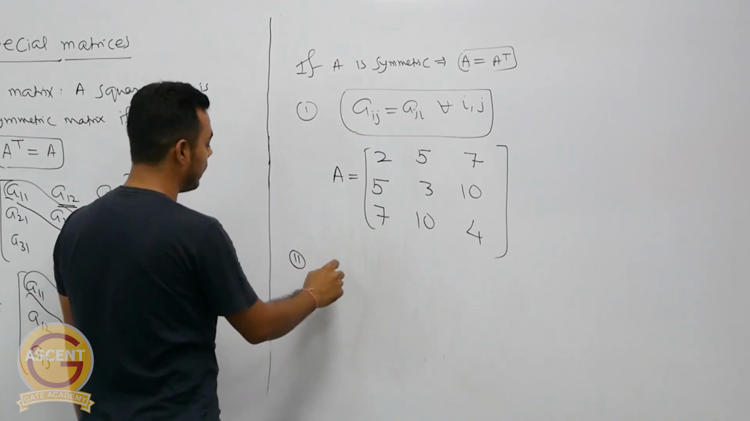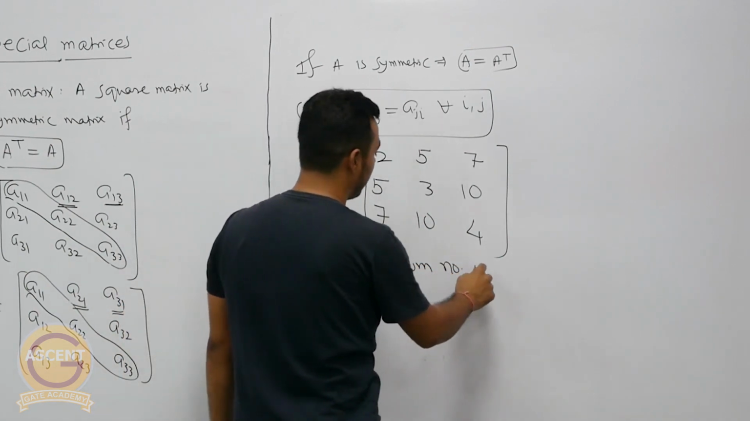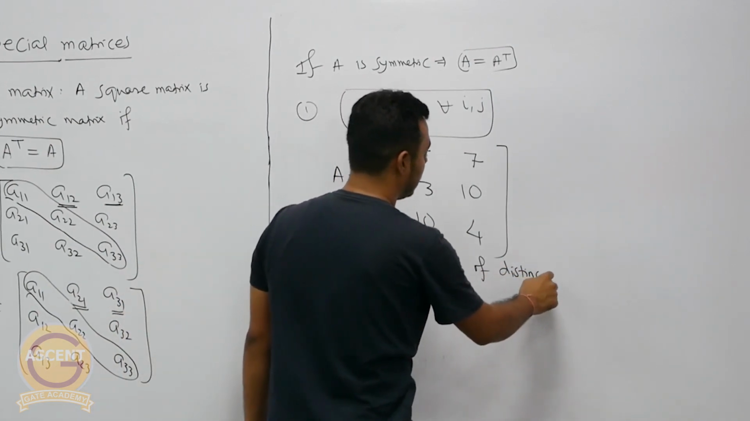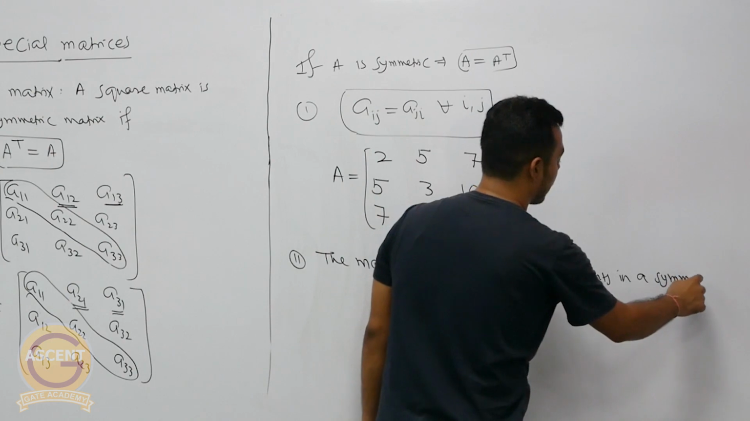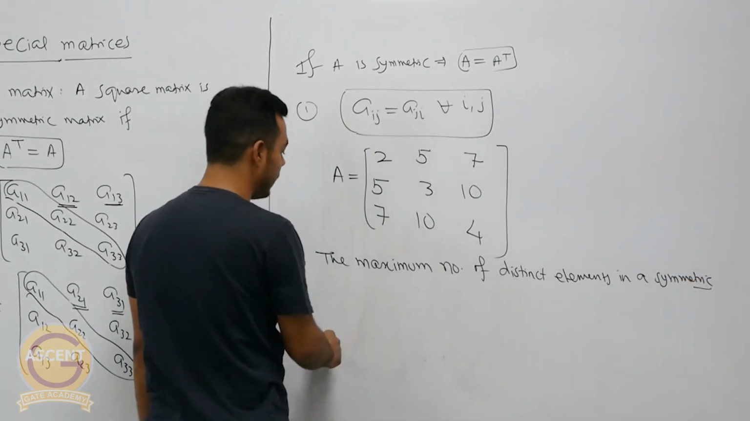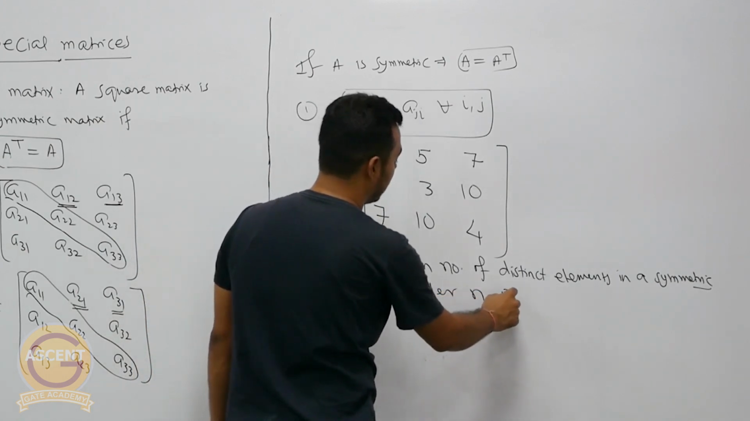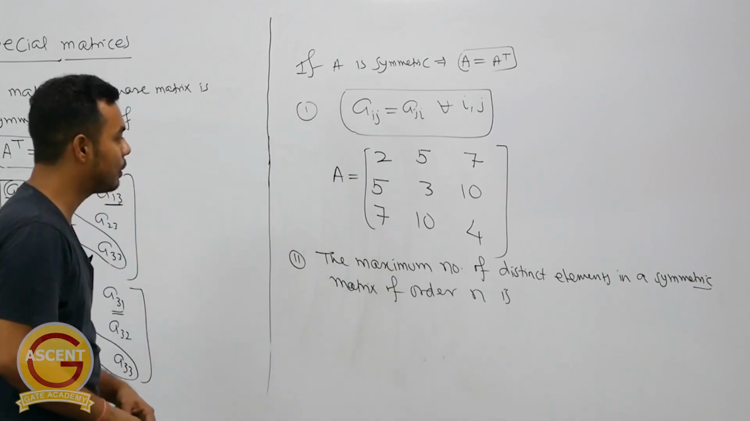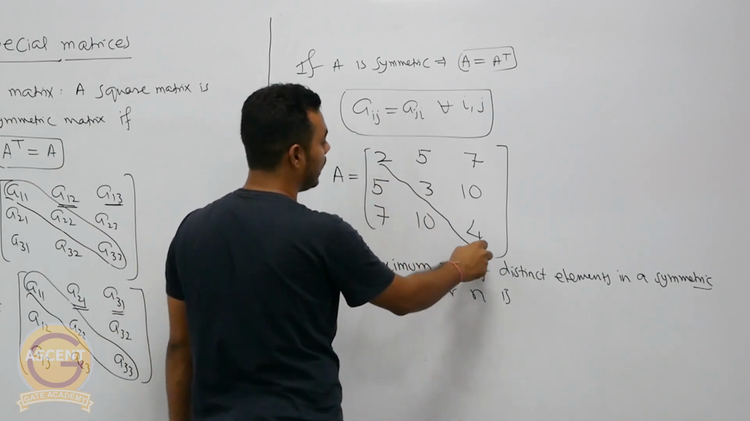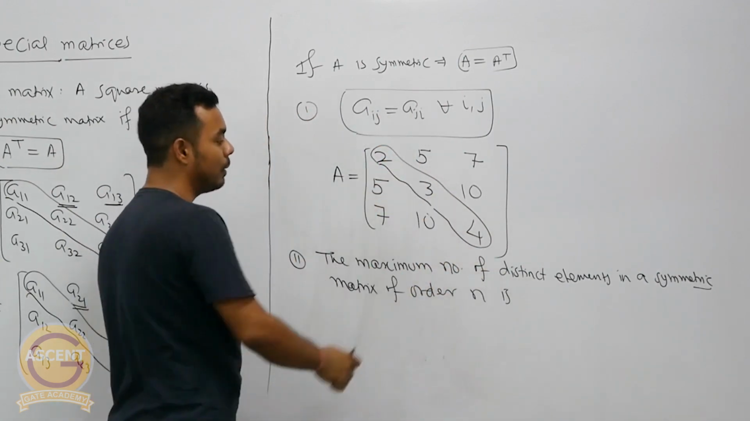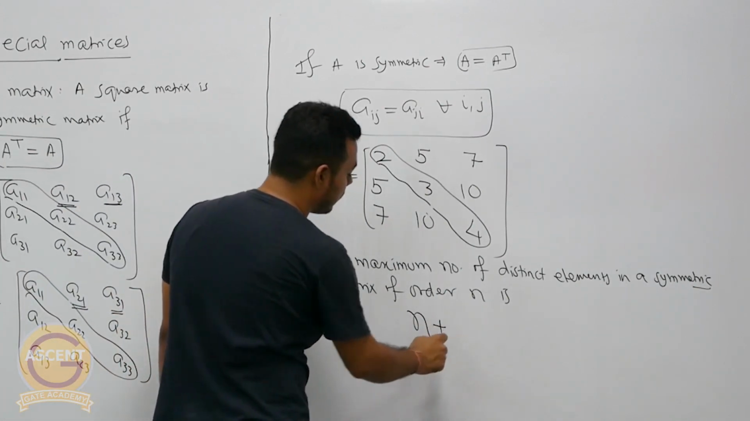Now the second and very important point is the maximum number of distinct elements in a symmetric matrix of order n. Now see how many different elements are possible in case of a symmetric matrix. If I have a 3 cross 3 matrix, you can write any entries on the diagonal, so you can write different numbers on the diagonal. So for an n cross n matrix, there will be n diagonal entries and all those entries can be different.